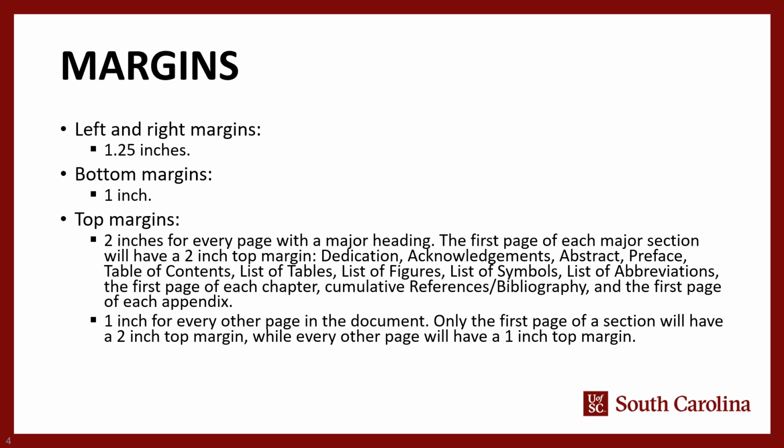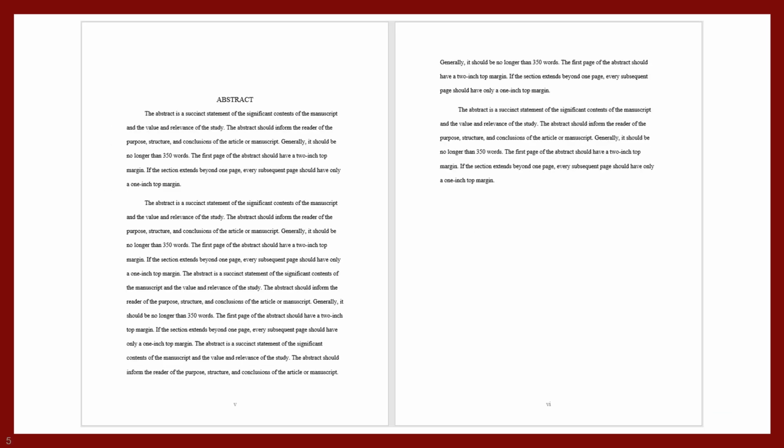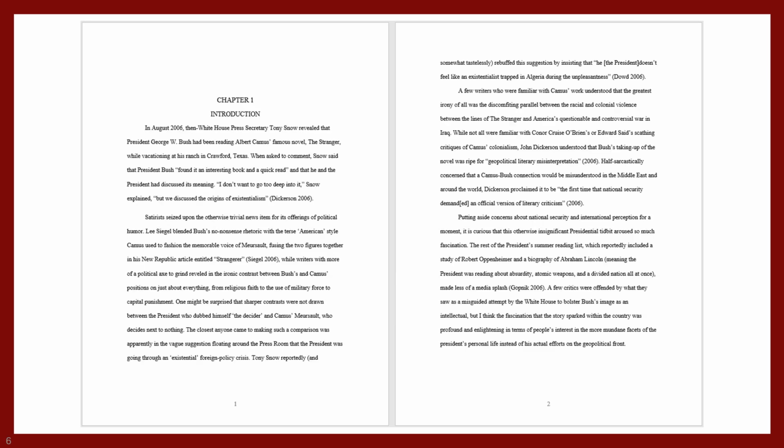Now that we know the rules, let's take a look at a few examples. Here we can see an example abstract. Note that the first page has a 2-inch top margin, while the second page has only a 1-inch top margin. Every other front matter section, such as the dedication, acknowledgments, table of contents, list of tables, and a list of figures, will follow that same pattern. Likewise, the first page of every chapter will have a 2-inch top margin, while every other page in that chapter will have a 1-inch top margin. The same rule applies to the references section and every appendix.